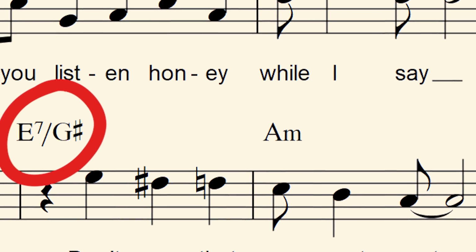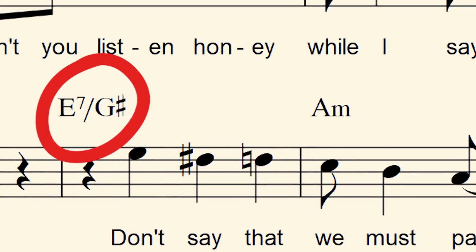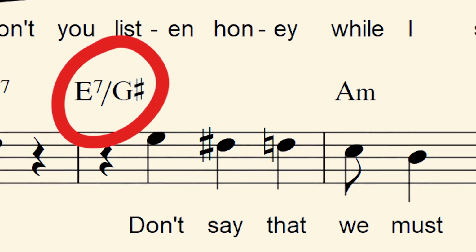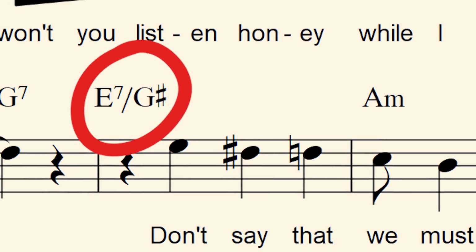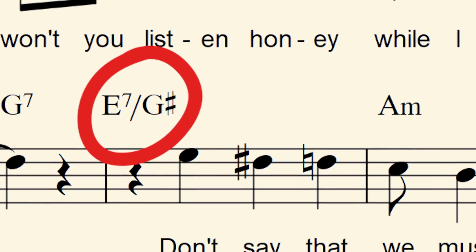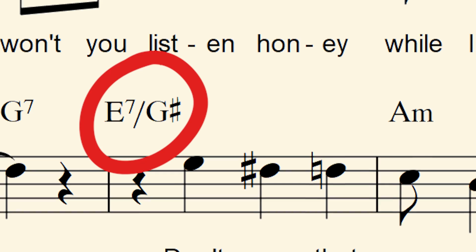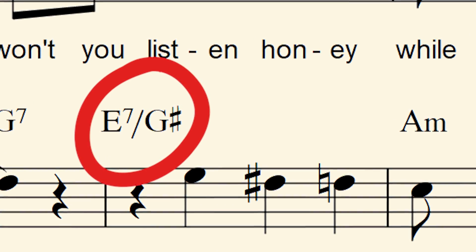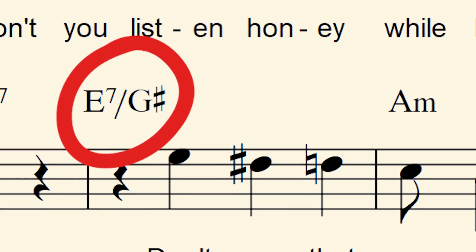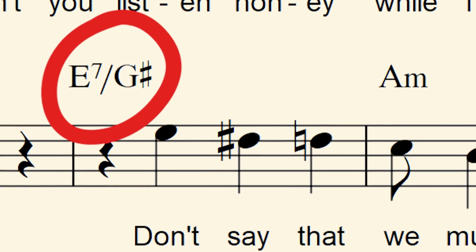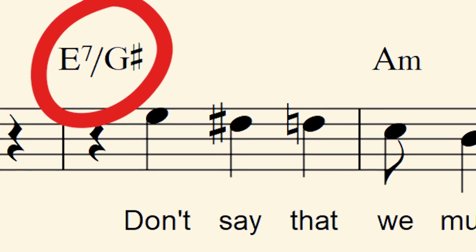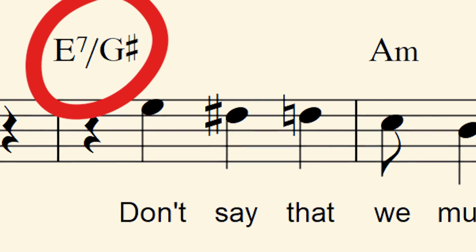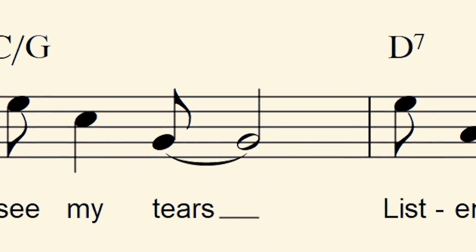When you see a slash next to a chord symbol, that means that the bass is playing something other than the root. If there's no slash, you assume that the chord is in root position. But here, we see E7 over G sharp. The chord is E dominant 7, as we established earlier, but now there's more information. In addition to the E dominant 7 harmony, the bass part should be playing a G sharp on the downbeat. And if you're familiar with music theory, then you know that this is called first inversion.